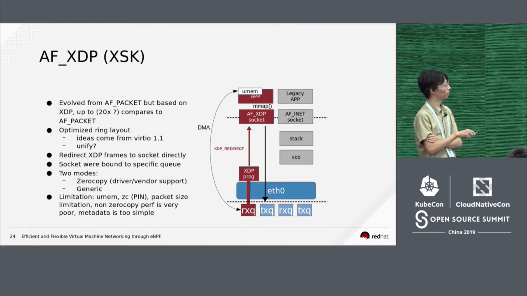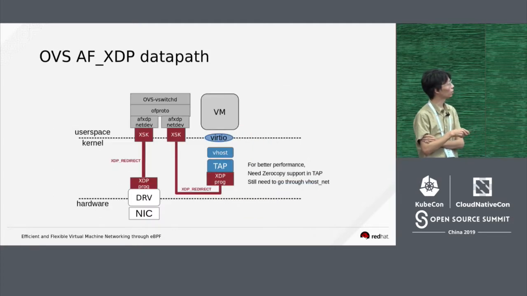It has limitations. It uses UMEM. UMEM means that the XDP socket can only read and write in a certain specific region, and we need to use that memory to store the packets. Also, the largest size of the packet is about 2K, and the metadata is very simple. It cannot support very complicated tasks such as offloading.